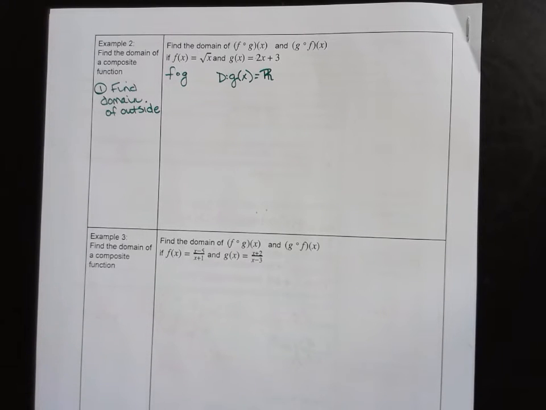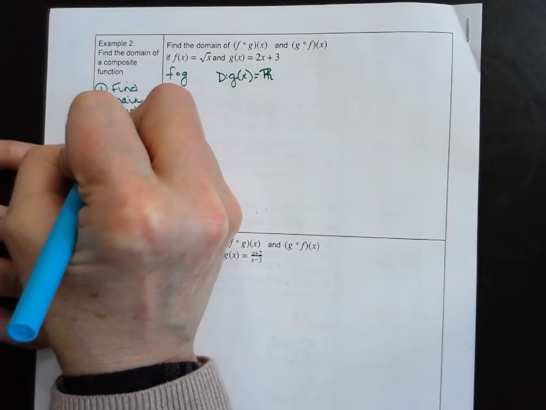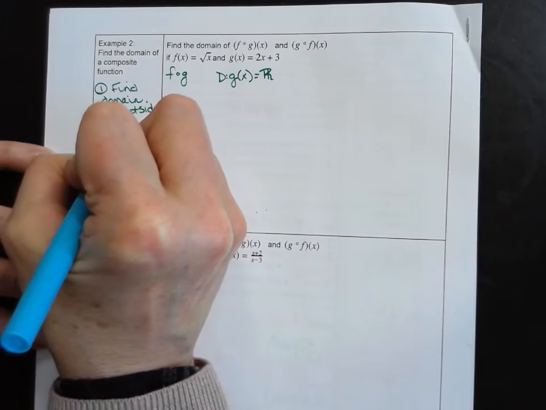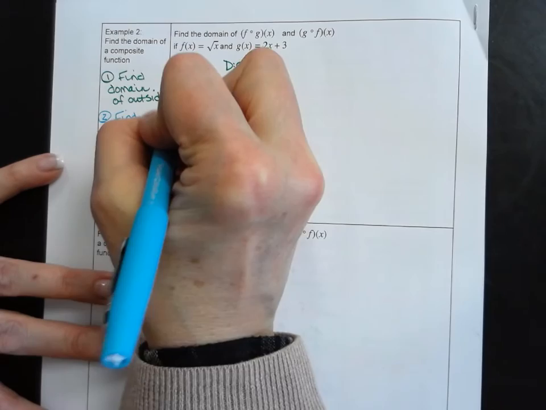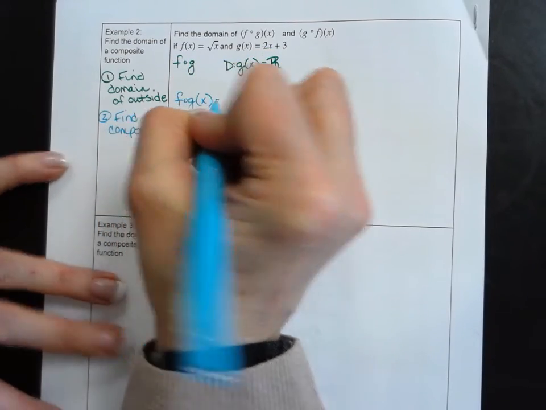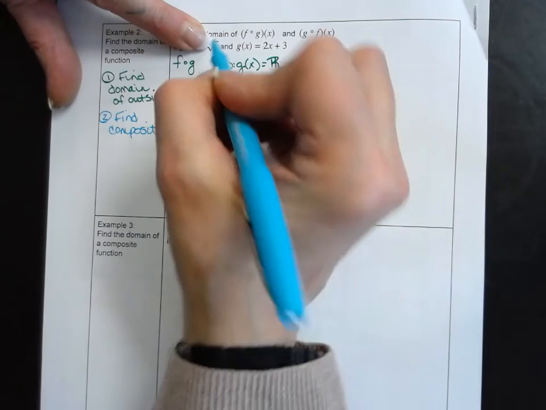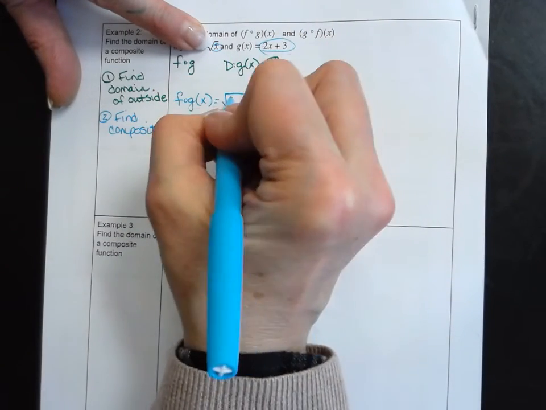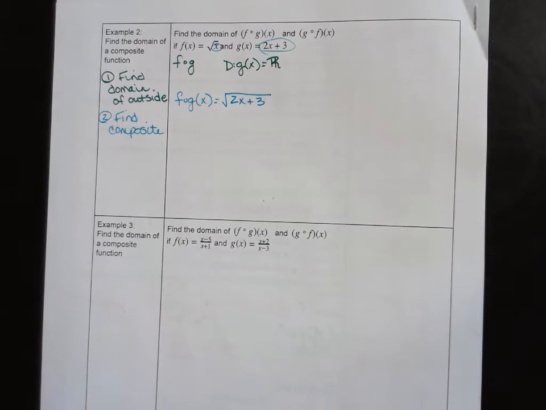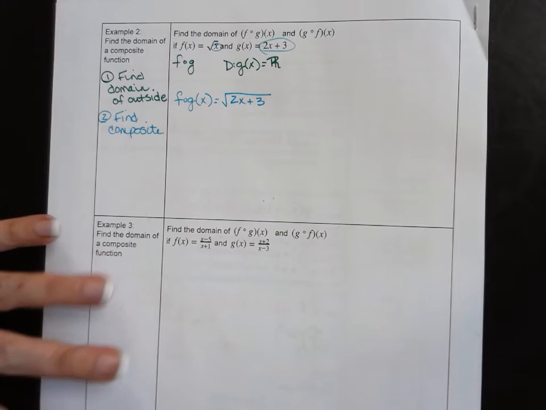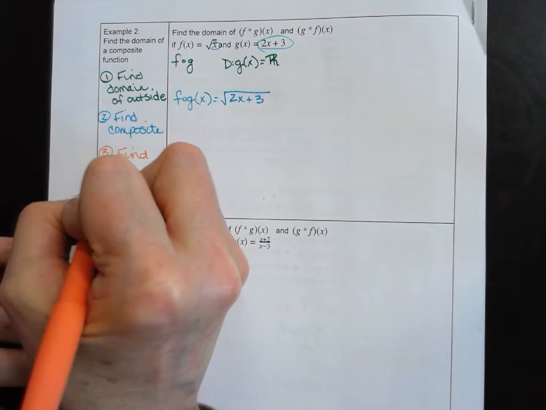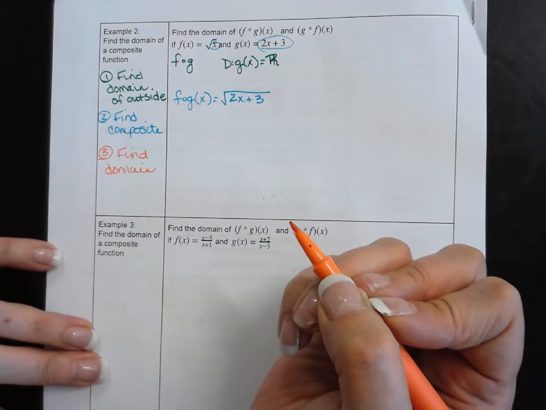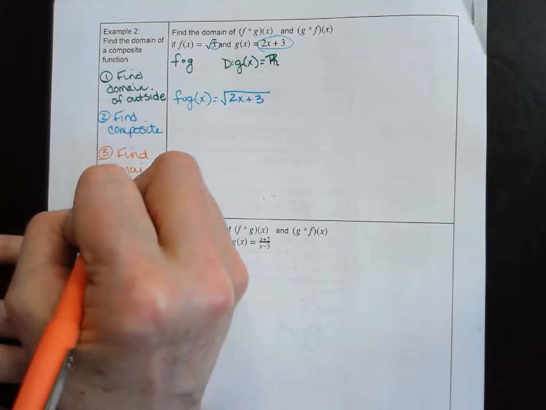Okay. Second step, find my composite. So the f of g of x is going to be the square root, and I replace x with 2x plus 3. That's an easy composite. I like that one. And then the third step, find the domain of the composite.